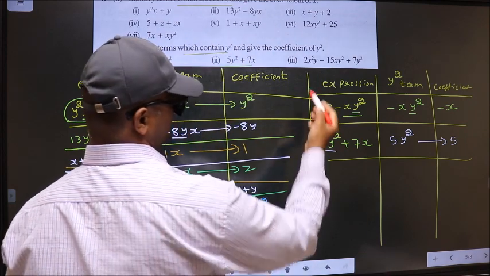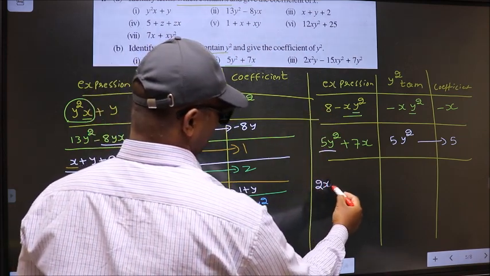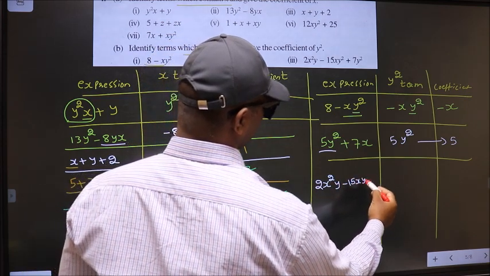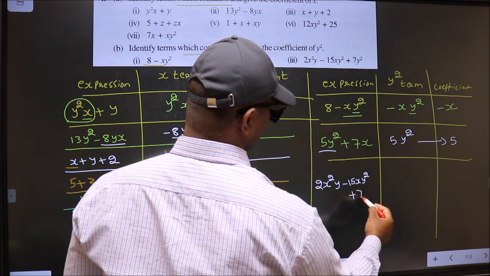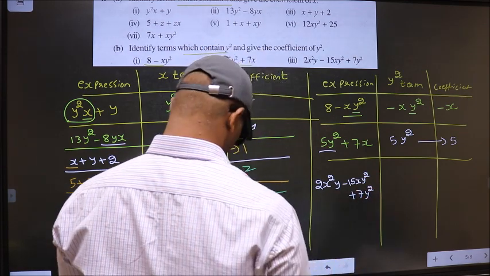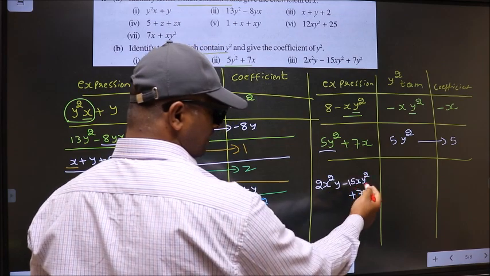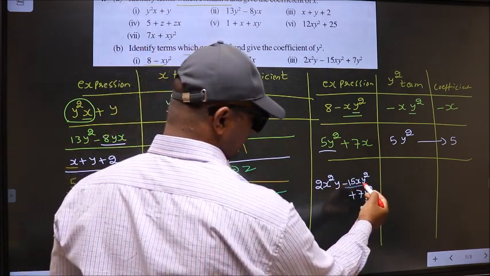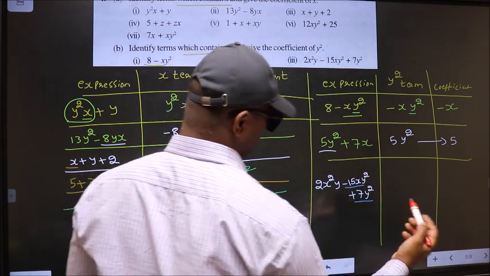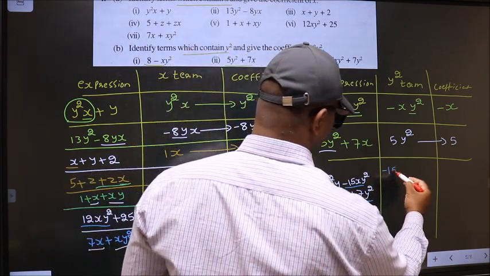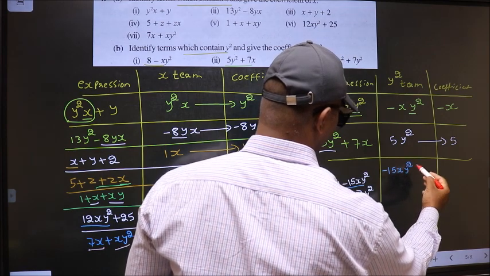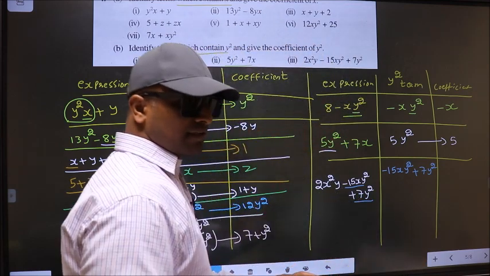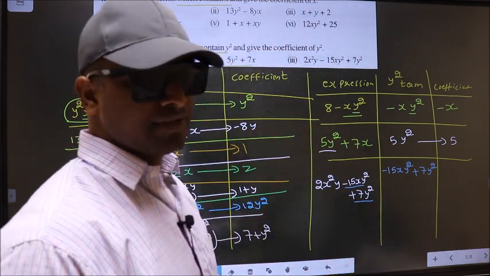Okay, next, 2x square y minus 15xy square plus 7y square. Now, in this, where do you have y square? We have y square here and also here. So write both. That is minus 15xy square plus 7y square. Clear? Wherever y square is present, we have written.